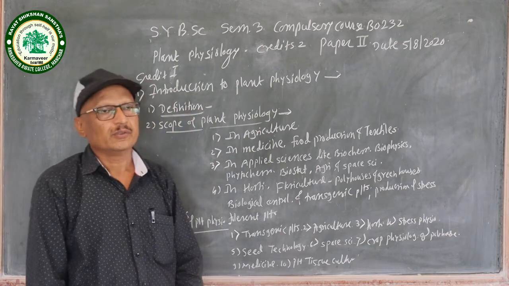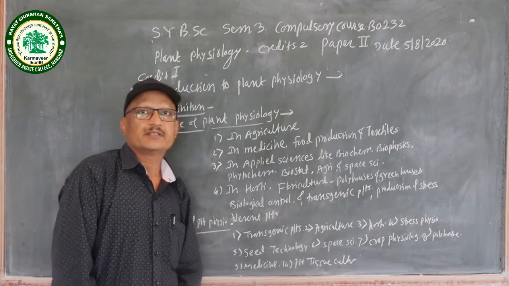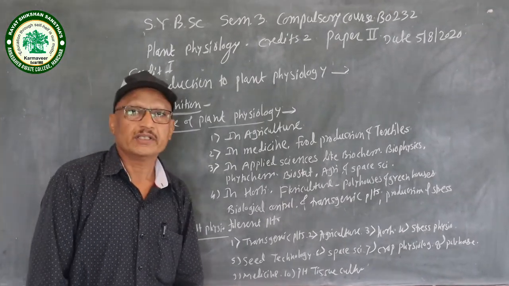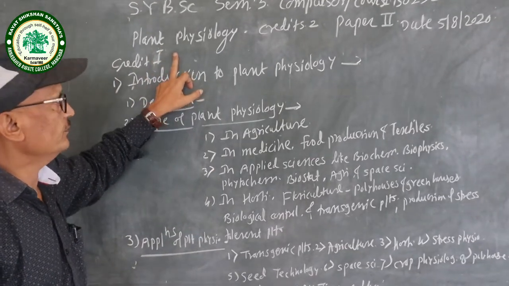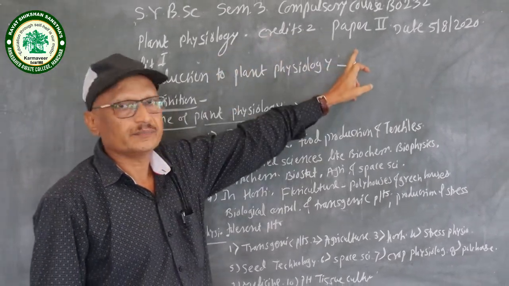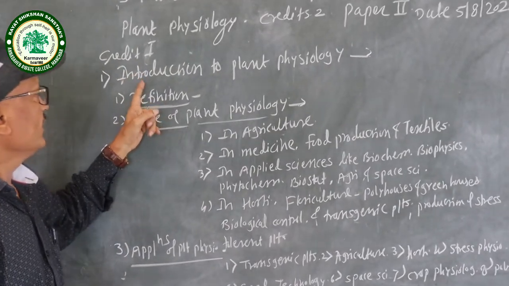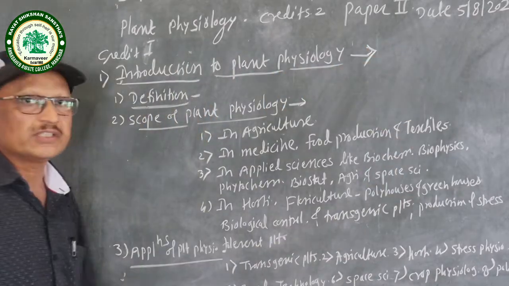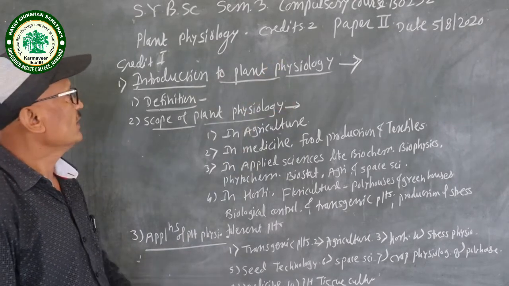Students, today we are going to study the SYBSc semester 3rd compulsory course BO 232, that is plant physiology, paper second. Now credit first, there is a first chapter, introduction to plant physiology. This is the introductory chapter of paper second, semester third.